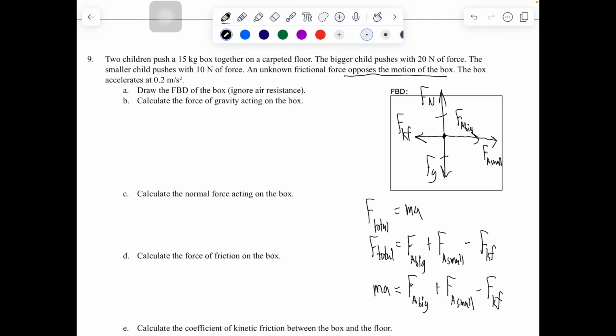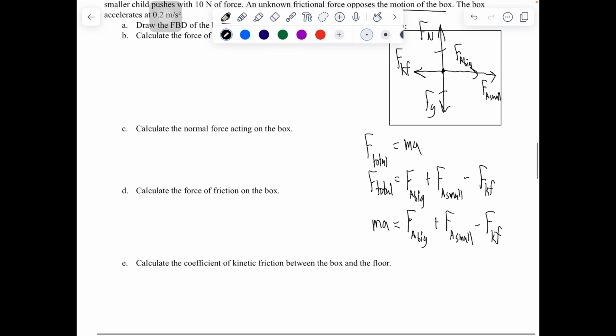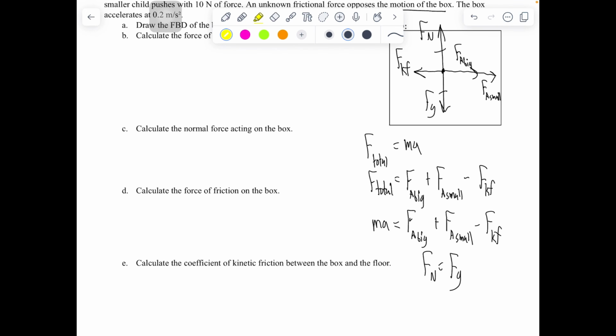We'd also be able to write out, what about our vertical direction? What do we know about that? Well, normal and gravity are balanced. We could write out our normal force is equal to our force of gravity. Here we've written two very important equations that we'll be using, and the way we wrote them both is just from our free body diagram.